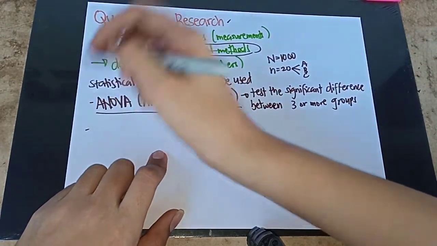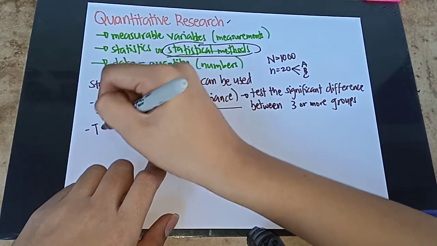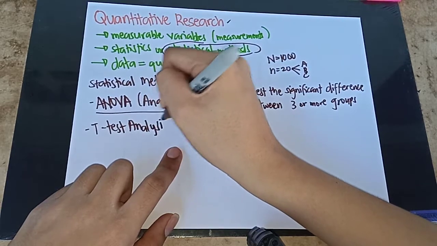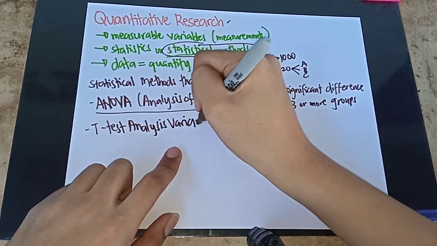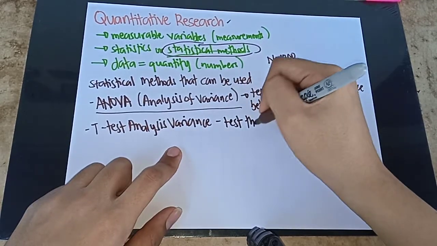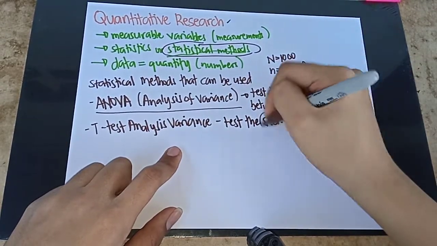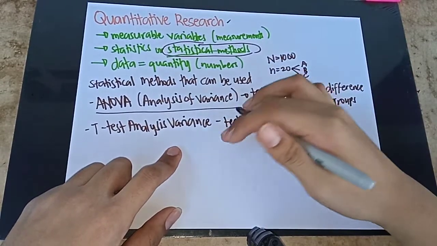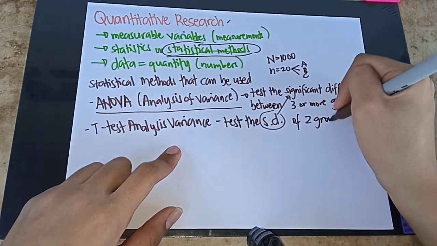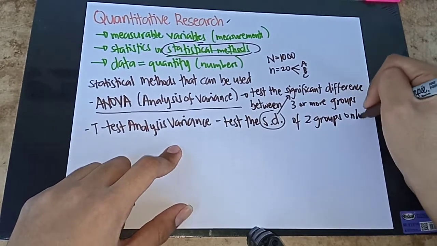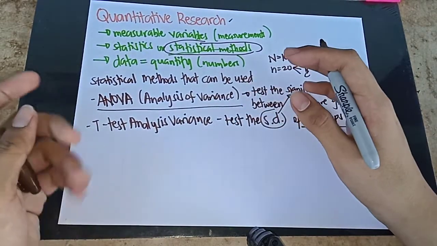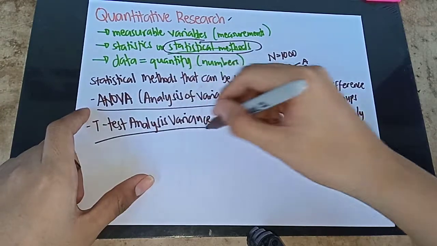Now, another one is the t-test analysis. The t-test analysis tests the significant difference. Take note, SD is the significant difference. It tests the significant difference of two groups only. Two groups only. So that is the main essence of these two statistical methods.